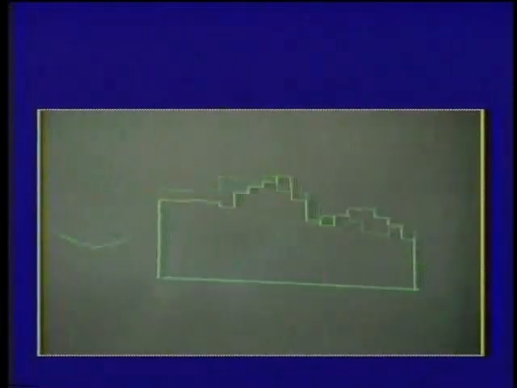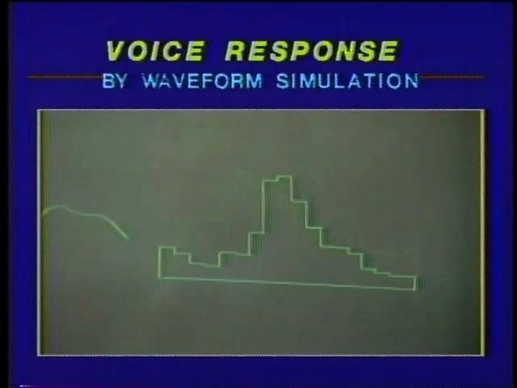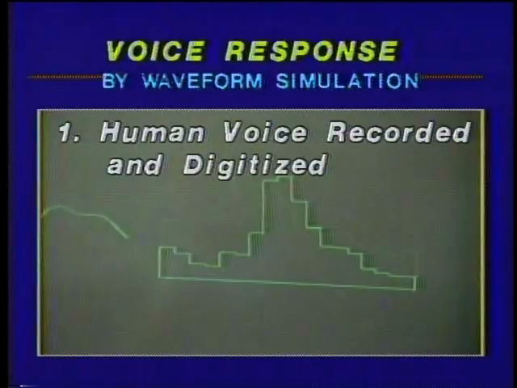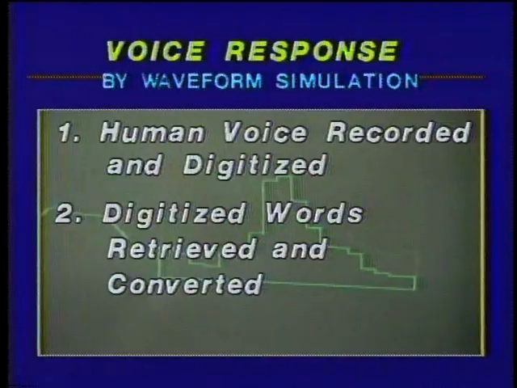Waveform simulation requires that someone speak the vocabulary into a microphone. The computer uses an analog-digital converter to digitize and store the words. When the computer wishes to give a voice response output, it retrieves the correct digitized word from storage and sends it to the awaiting listener through a digital-to-analog converter.